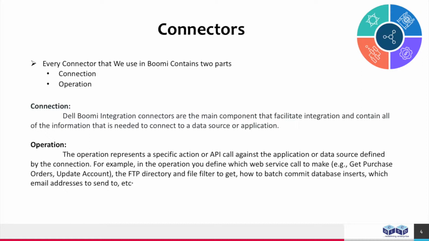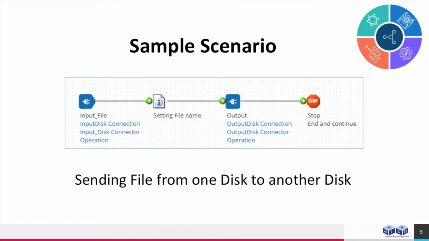Connection. Dell Boomi integration connectors are the main component that facilitates integration and contain all of the information that is needed to connect to a data source or application. Operation. The operation represents a specific action or API call against the application or data source defined by the connection. For example, in this operation, you define which web service call to make, for example get purchase orders, update account, the FTP directory and file filter to get, how to batch commit database inserts, which email addresses to send to, etc. This is the sample scenario which we are demonstrating in this video.